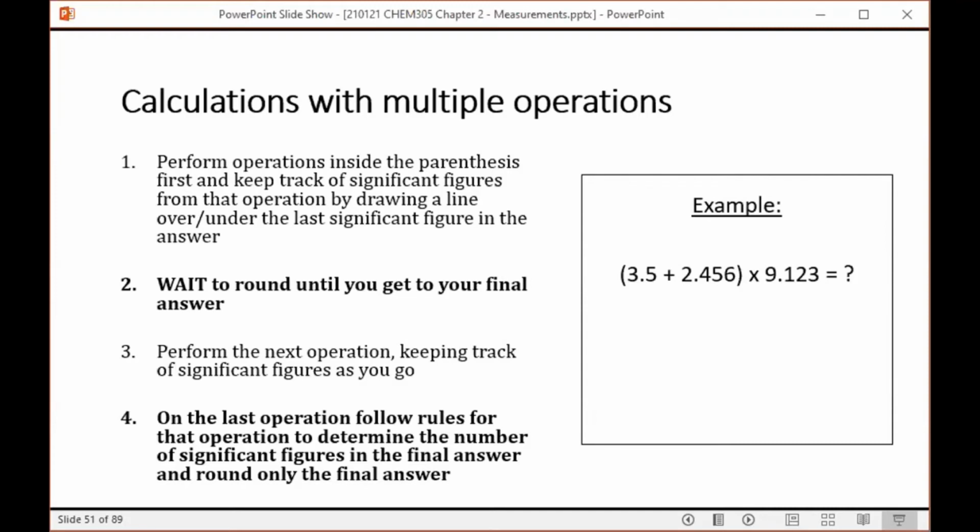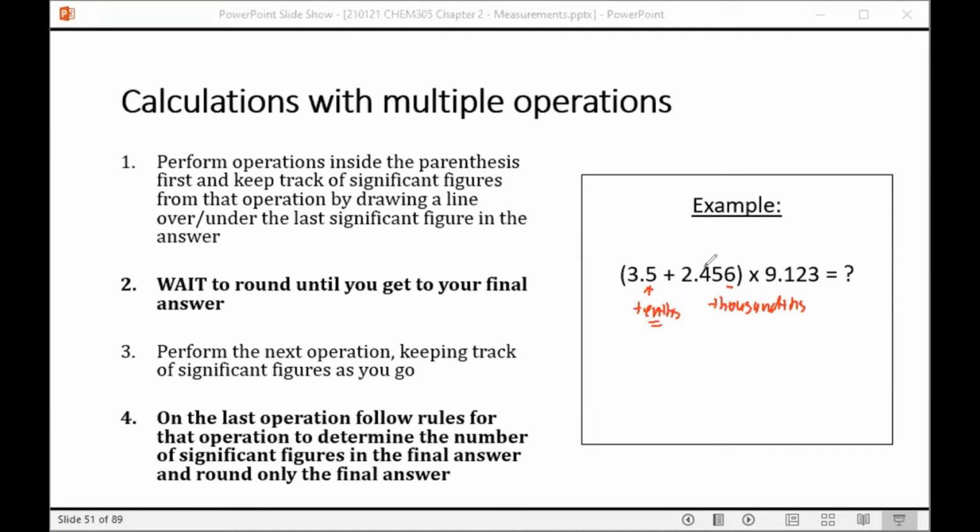So we do what's inside the parentheses first. Inside the parentheses is an addition problem, so we follow the rules for sig figs for addition, which means that we're going to round our final answer, if we were done with the problem, based on the measurement that had the least precision. So in this case, we have 3.5, which ends in the tenths place, and 2.456, which ends in the thousandths place. So we need to round our answer for this part of the problem to the tenths place.